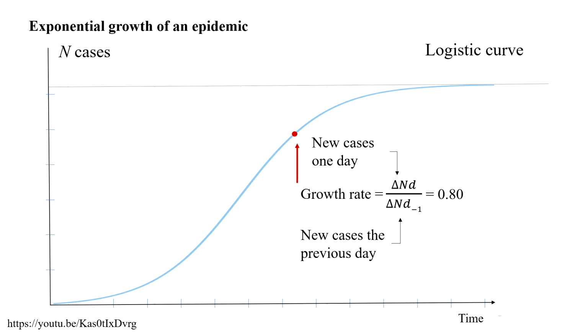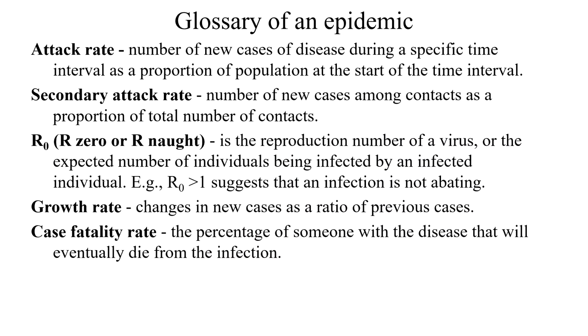And this is how the modeling is being done, the modeling that you hear a lot about, how long it's going to take until we get to this inflection point, and when the growth rate is going to slow down, and when are we going to be able to see an abatement or progression of this epidemic or pandemic. And this is one of the measurements that people are looking at in these models.